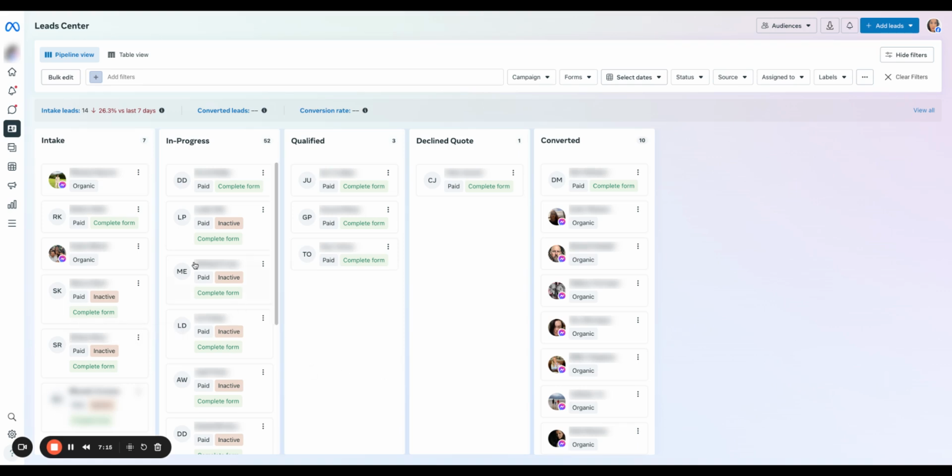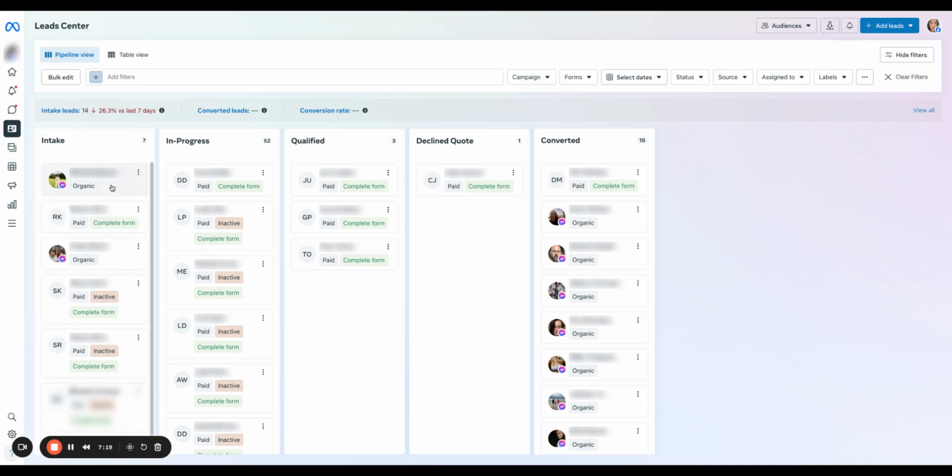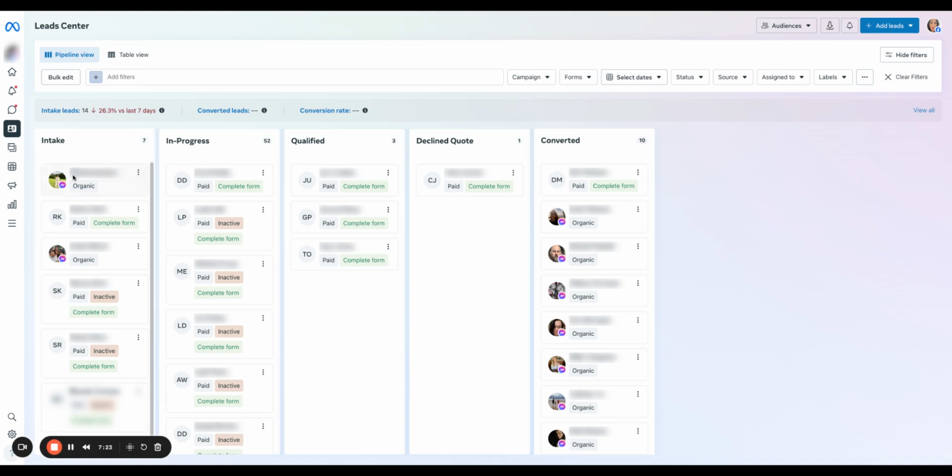So one thing I like to train people on is, here's your intake. So these are where our leads are coming in, right? All these ones that say paid are paid. And then once you've spoken to that person, we're going to actually drag them across here. In progress means we're in discussion. You've spoken to them. We're managing that lead effectively.